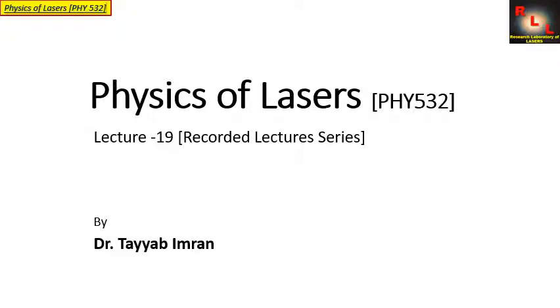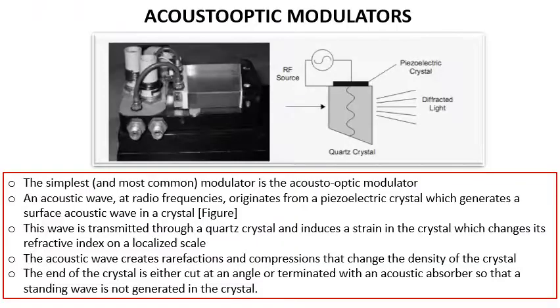This is lecture number 19, the same chapter we have started, and we are studying the modulators. In the last lecture, we studied the electro-optic modulator, and in this lecture we are going to study the acousto-optic modulator. Acousto-optic definitely has a link with sound waves, and somehow it's more practical in some of the lasers, and it's cheaper than the electro-optic modulators.